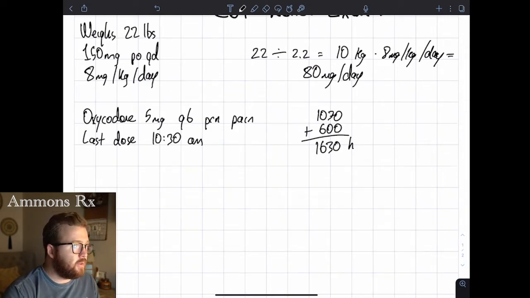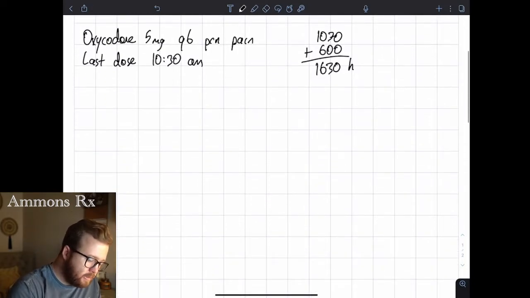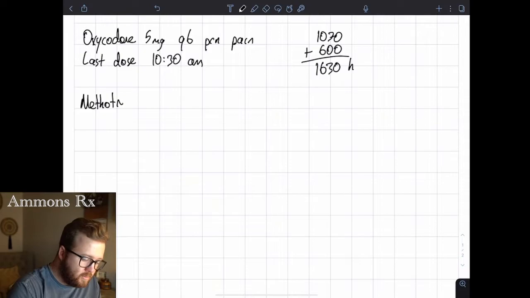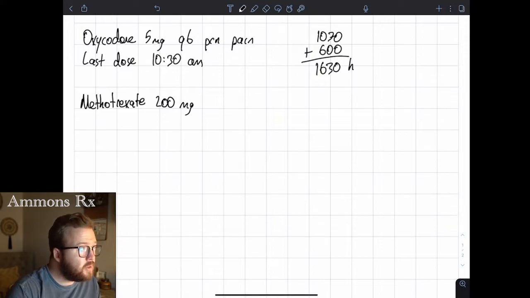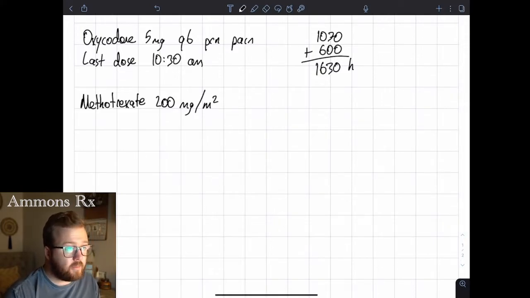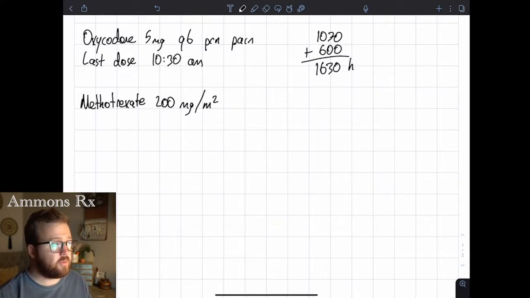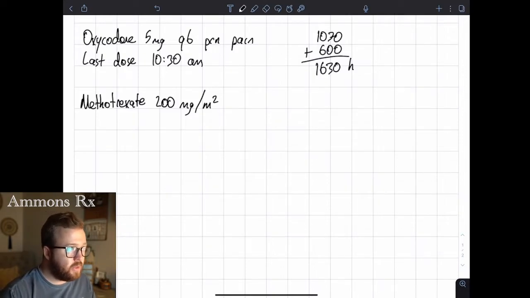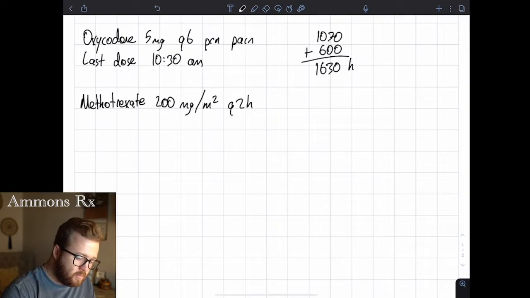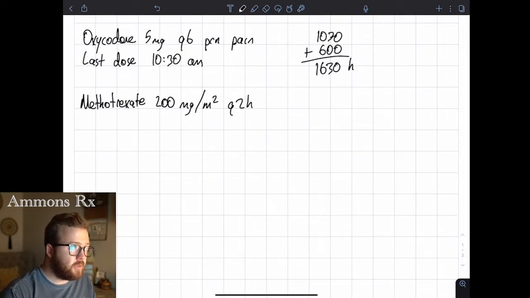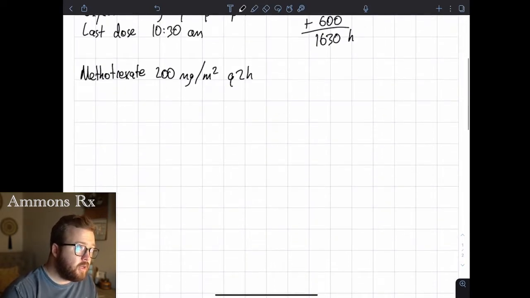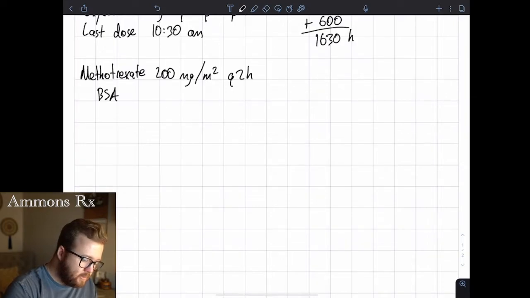All right, next one. A patient is to get methotrexate 200 milligrams per meter squared. Okay, so this one might throw you off because it's in meters squared. It's based on body surface area, but I'll show you that it's just the same calculation that you're used to. Every 2 hours for leukemia. So a lot of cancer medications are based on body surface area. The patient's body surface area is 1.6 meters squared.